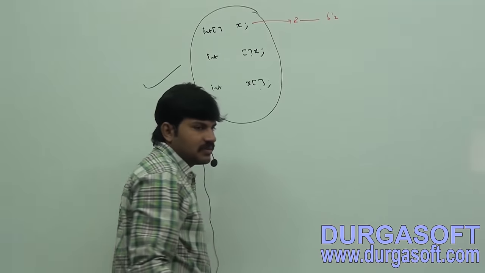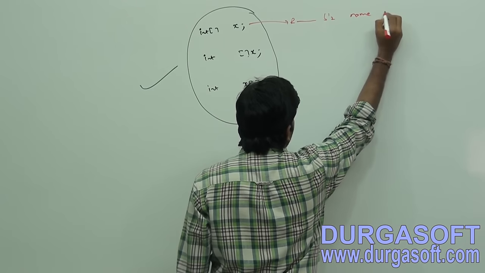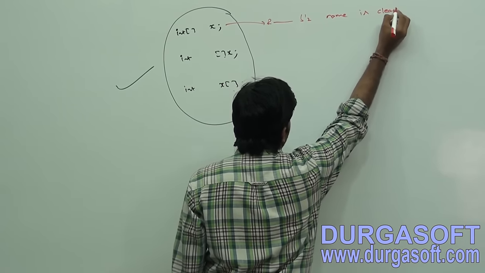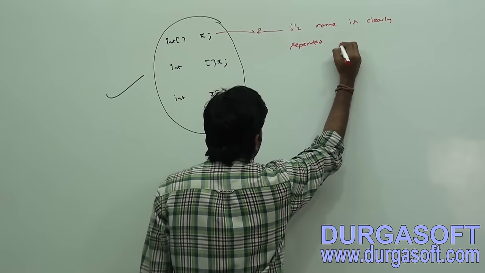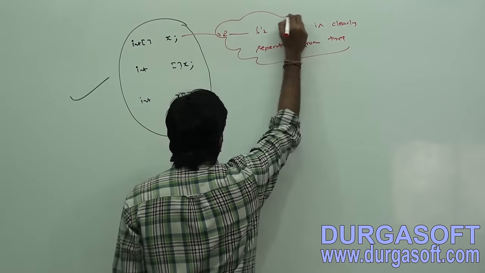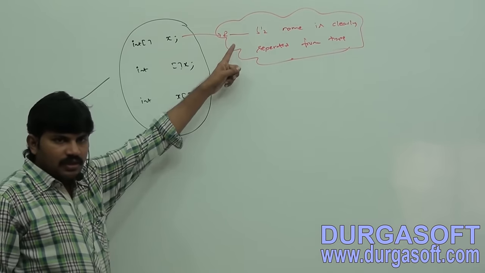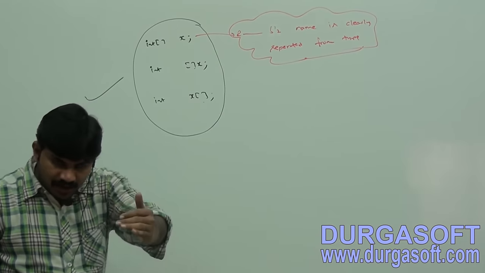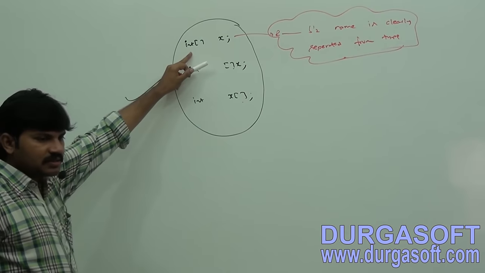This one is recommended, and the other is not recommended, because the name is clearly separated from the type. This is what you have to remember. Are you getting the point at this stage? What do you have to call these things?